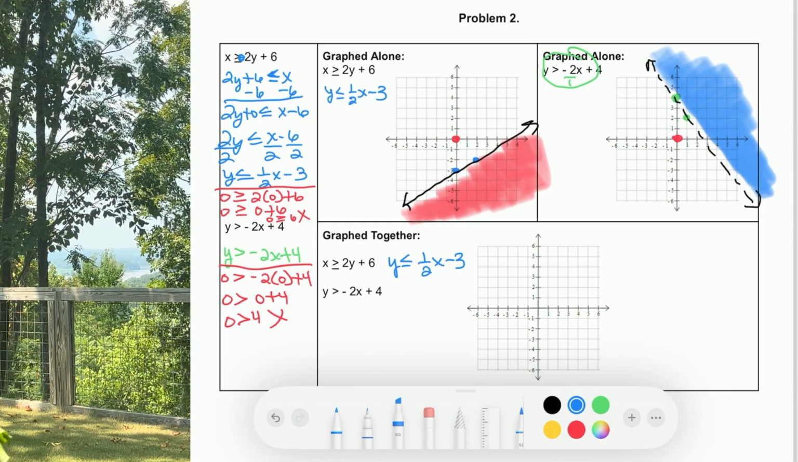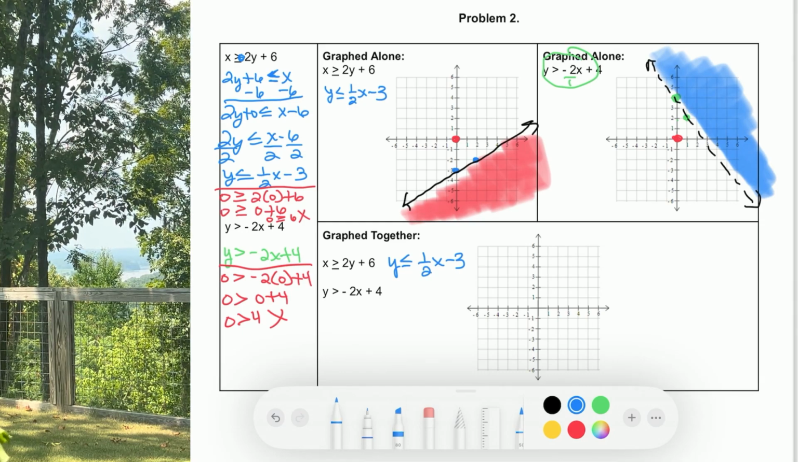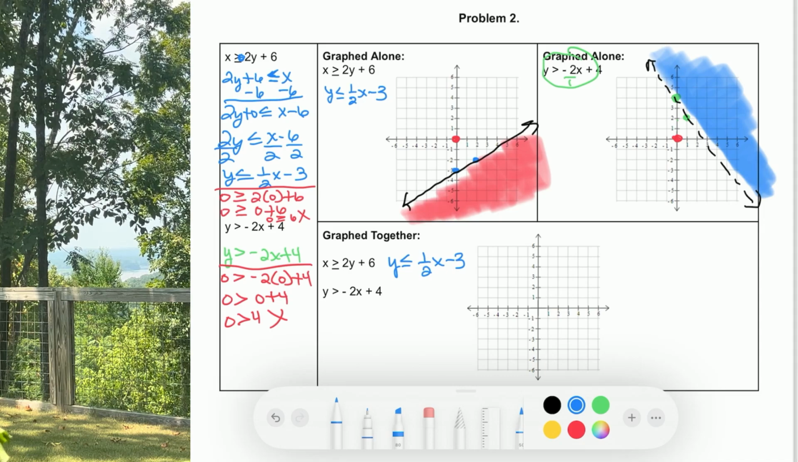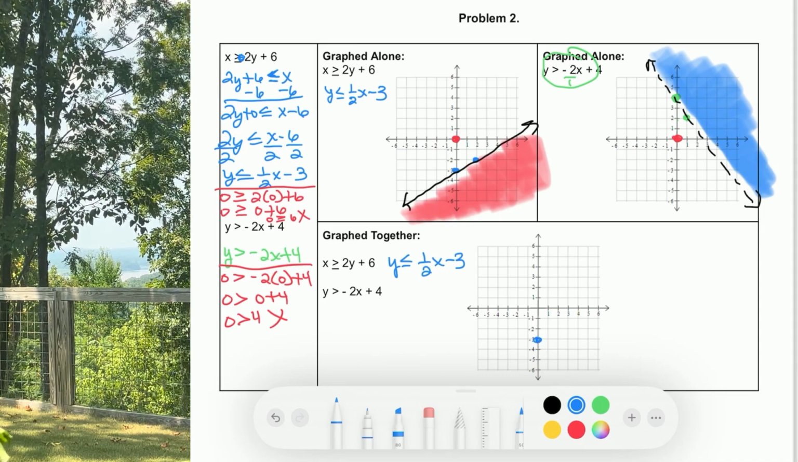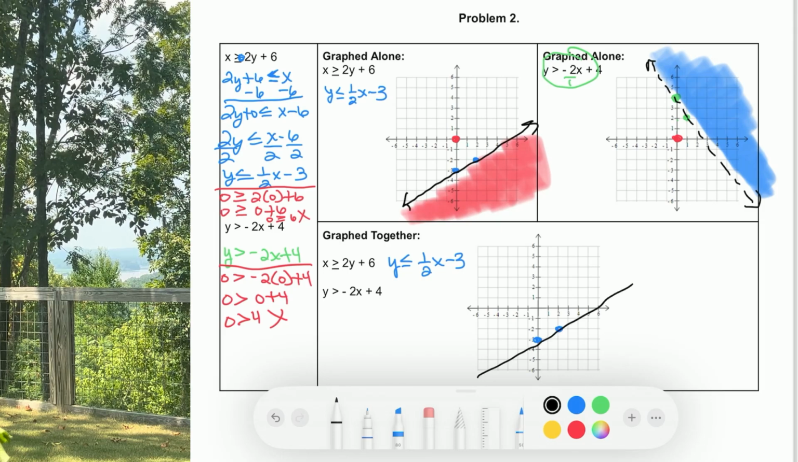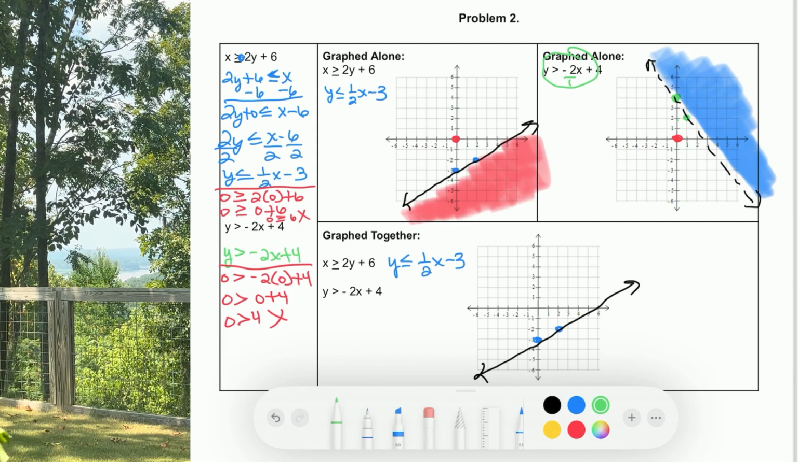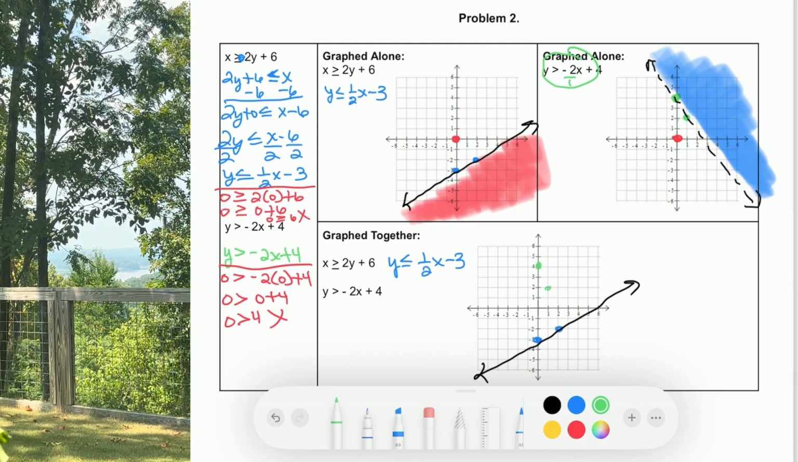All right, now let's go ahead and plot both lines so we can see how they relate. So I had the -3 here and then up 1 over 2, and it was a solid line. And I had my other one was up 4, down 2 over 1. It was a dotted line.